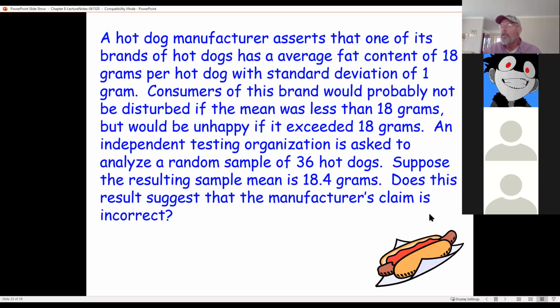So the manufacturer got a team of statisticians and started to think about a random sample of 36. And the result of the sample mean was 18.4. Does this result suggest that the manufacturer's claim is incorrect?